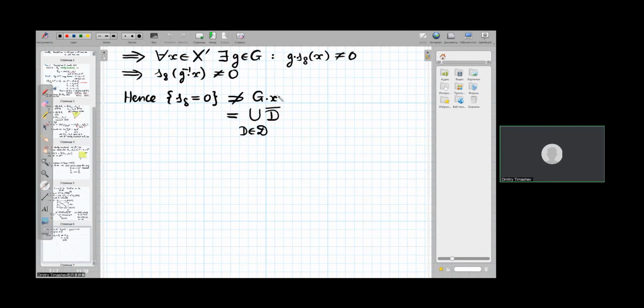This implies that X prime is toroidal, because the union of all colors on X prime does not contain any G orbit. So the theorem is proven. Okay, questions?